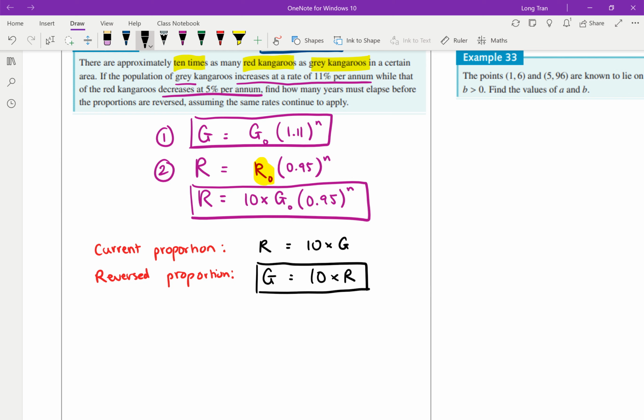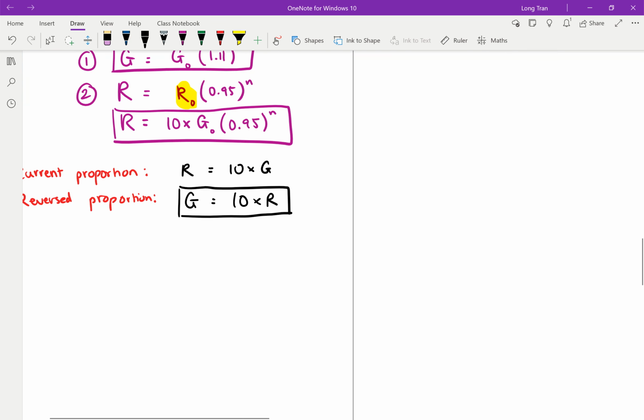Using our model, we know that the gray kangaroos will increase by 11% over time. So I will then write the model. According to the model, this is how long it will be: G0 times 1.11 to the power of n. That's for my grays. But then 10 times my reds, well, this is my formula for the reds. So I would then say it's 10 times G0 times 0.95 to the power of n.